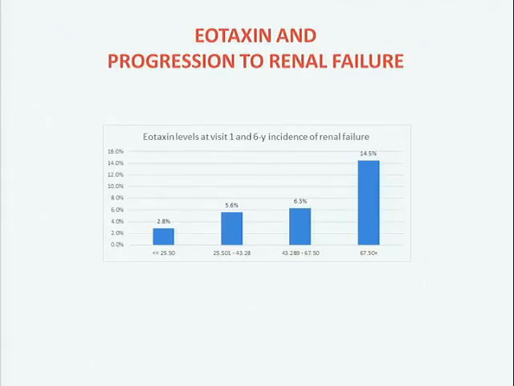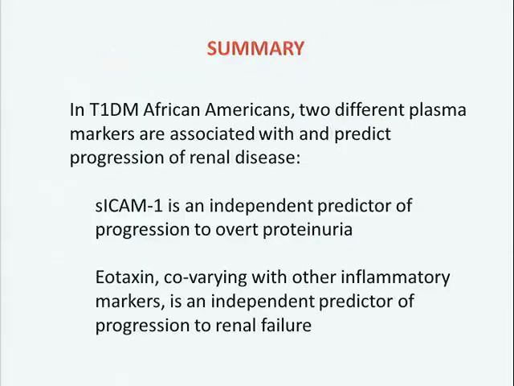And this is showing the incidence of renal failure, 2.8% in the patients in the lowest quartile of EOTAXIN, compared with the people in the upper quartile, where the incidence is about 15%. So in this cohort, we have evidence that 2 different markers are independently associated with progression to the outcomes.